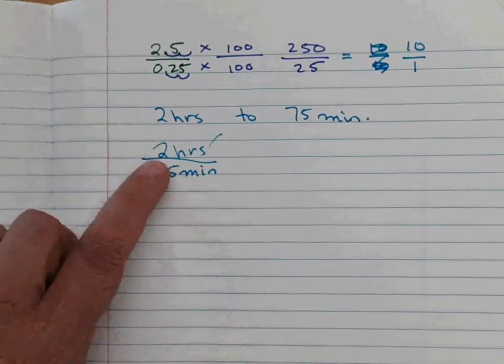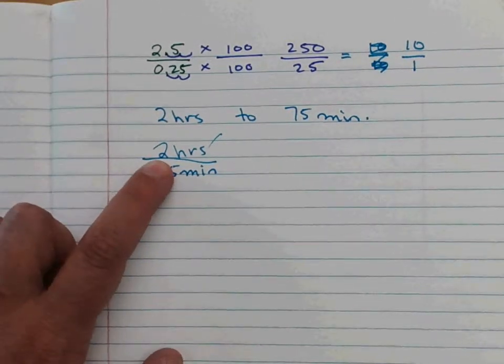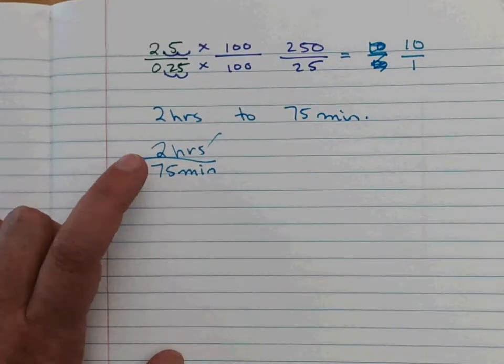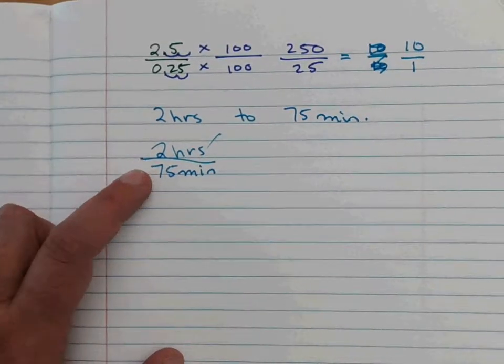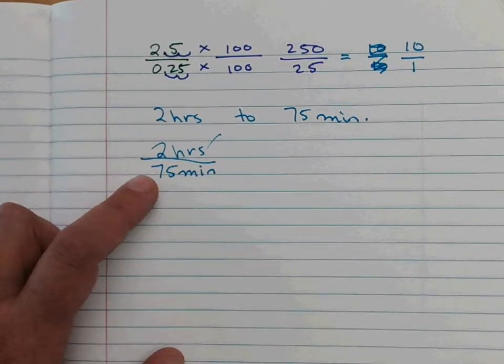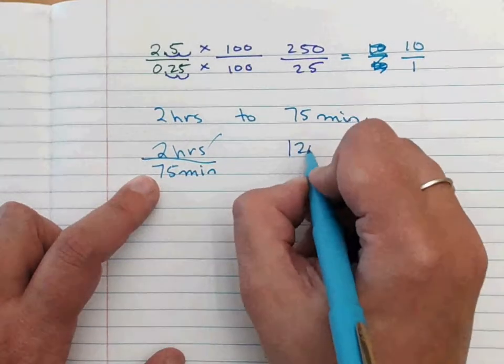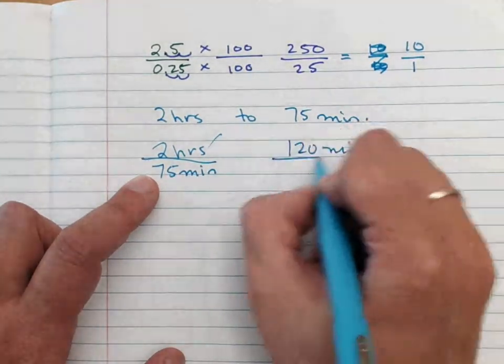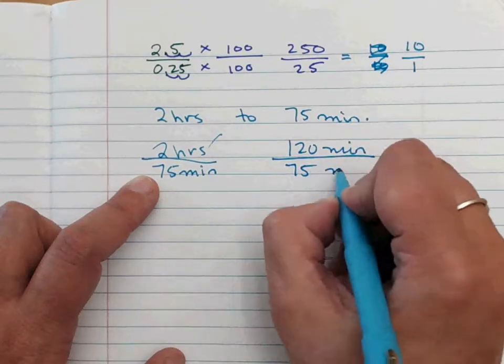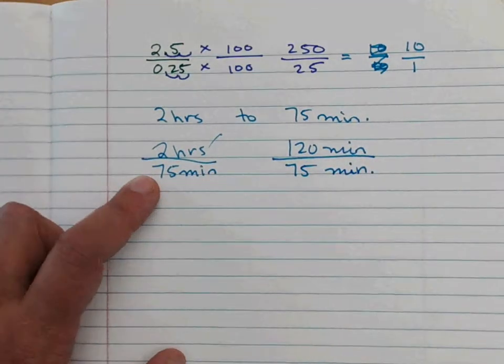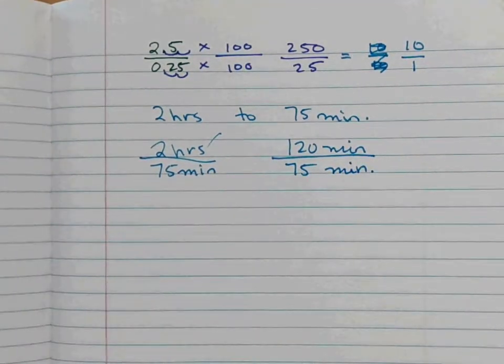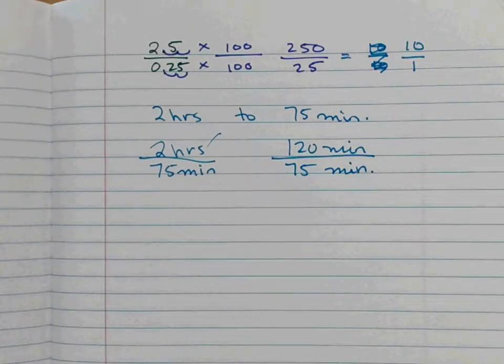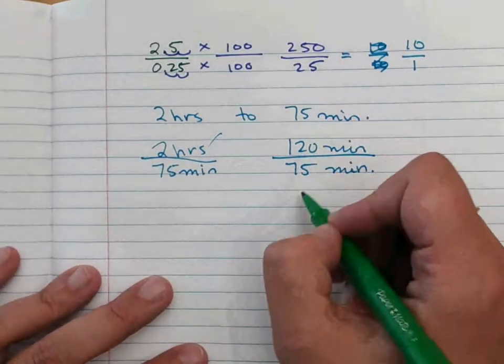So how many minutes are there in 1 hour? 60 minutes. How many minutes are there in 2 hours? That would be 120 minutes. 120 minutes to 75 minutes, and then we could go ahead and reduce it from there. So what number goes evenly into both of these?